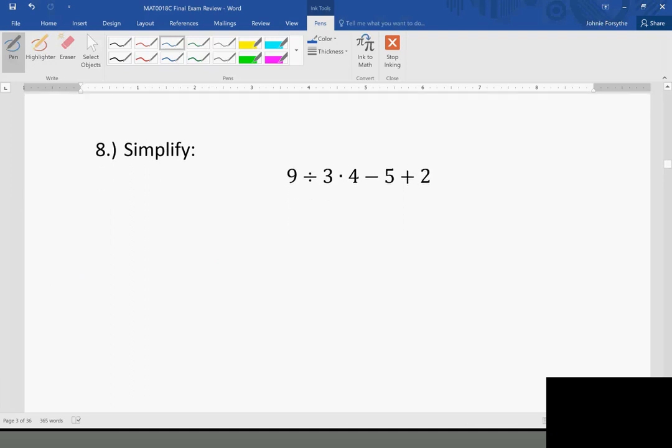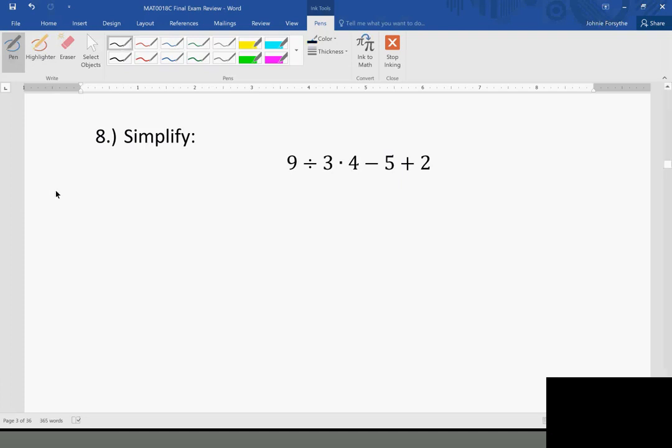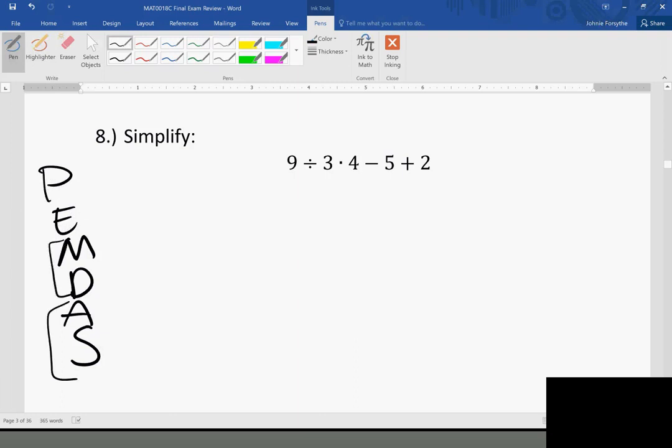All right, number 8. Simplify 9 divided by 3 times 4 minus 5 plus 2. Let's recall order of operations. So we do not have any parentheses that we need to work within. We don't have any exponents, so we do have multiplication or division. So let's see. We do it first from left to right, multiplication and division. So that means we are going to take care of this 9 divided by 3, which is 3. Bring down times 4 minus 5 plus 2.